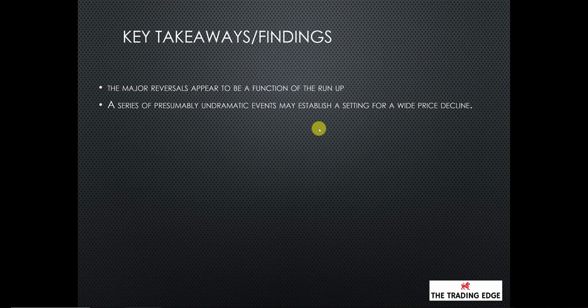Secondly, a series of undramatic events typically established a setting for a wide price decline. So if you actually look at the actual tops, the days where the actual tops happened, meaning it was the high point for that market cycle, if you actually look at the news events for those days, and I encourage people, if this is an interesting topic to you, pick your favorite market reversal or your favorite time period and do a bit of research.